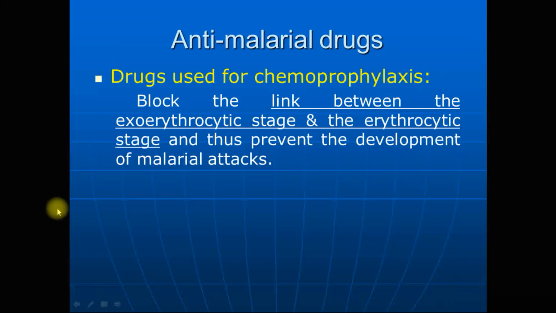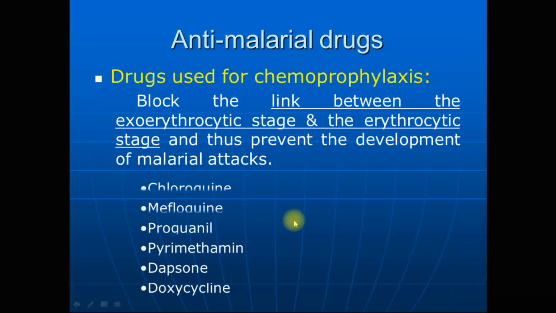Fine. So moving again towards the drugs which are used for chemoprophylaxis, they block the link between the exoerythrocytic stage and the erythrocytic stage, and thus they prevent the development of malarial attacks. So if someone is going to travel to a country where malaria is prevalent, then definitely they can use such drugs. And chloroquine is preferred because of the pharmacokinetic as well as the safety profile as compared to the other drugs. Okay, other drugs which are used for chemoprophylaxis are mentioned, and you need to remember these drugs also.